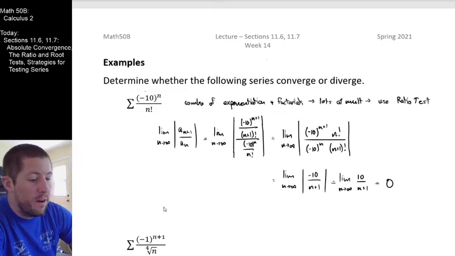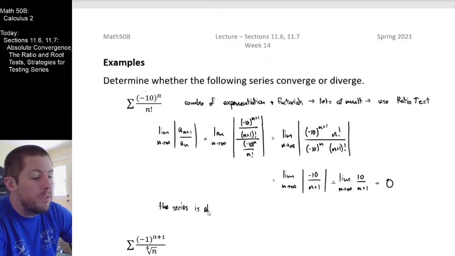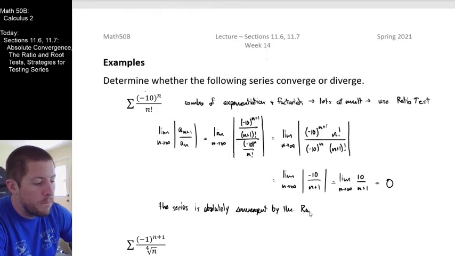And so, therefore, the series is absolutely convergent by the ratio test, and therefore convergent.